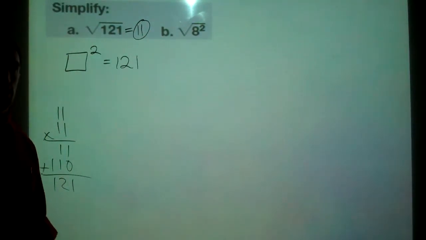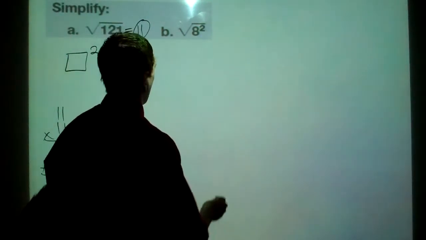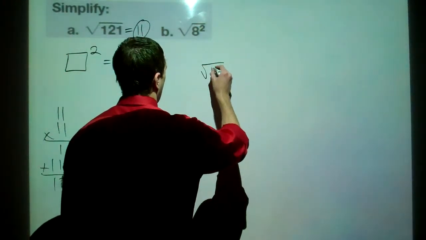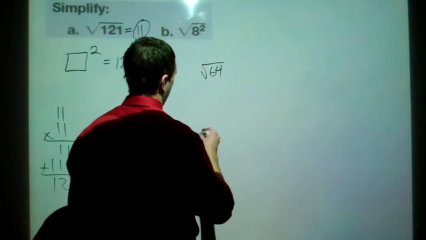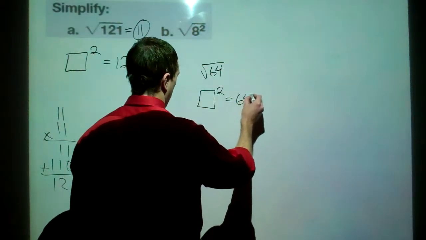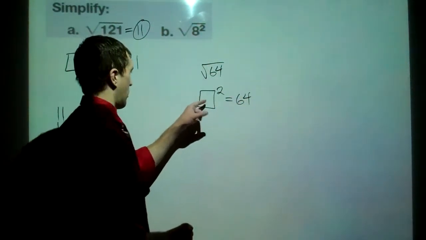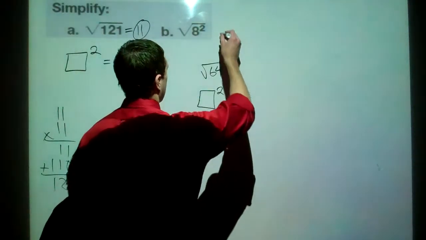Now, for B, here's the long way to do it. 8 squared is 64. So square root of 64, we're looking for that. Basically we're saying what squared equals 64. Well, 8 squared equals 64. So I know 8 goes in there. This has to be 8.